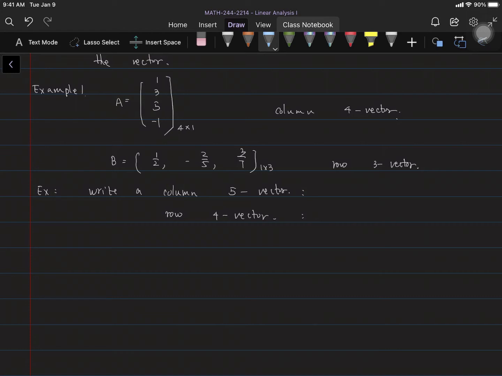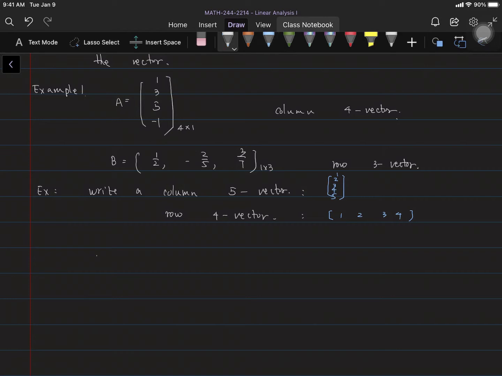Solution: column 5 vector. So you can just do 1, 2, 3, 4, 5. How about that? Right, 5 of them. And the row vector, it says 4 components. So you can just do 1, 2, 3, 4. So this is a row vector. Okay.